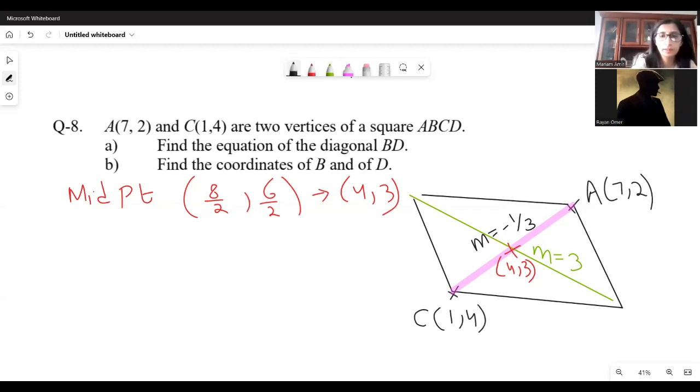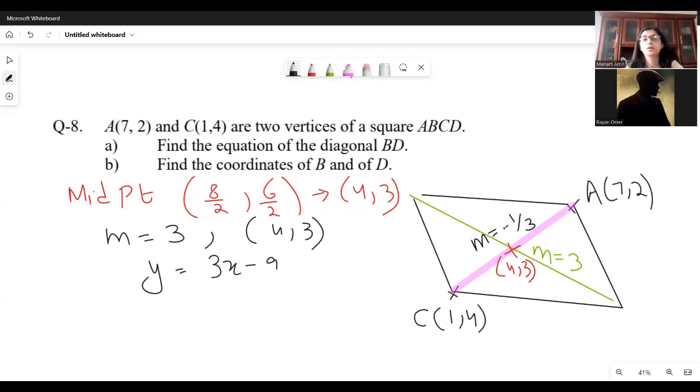So the slope is 3, Miss, and the point is 4,3. Let me check. So let's see, question 8 ka answer: 3x minus 9 equals y, correct? Okay.